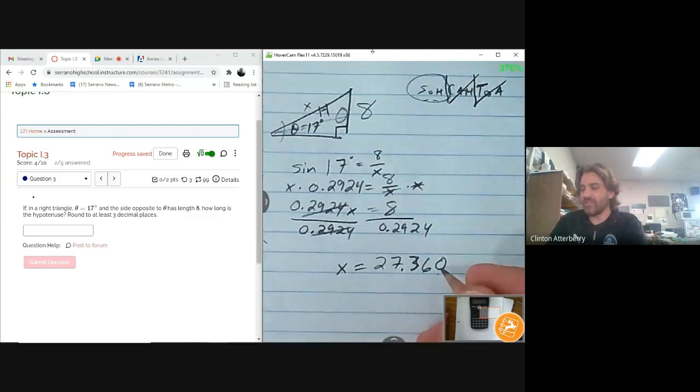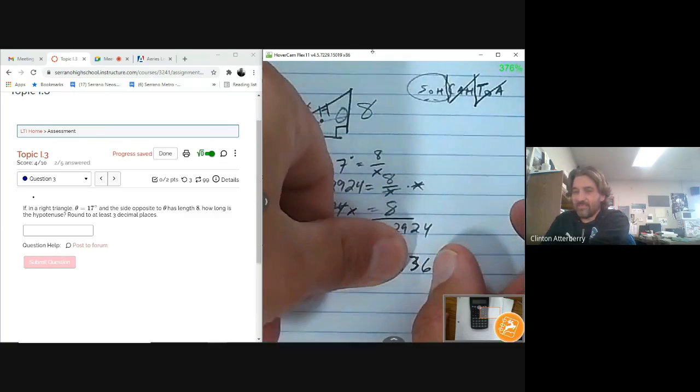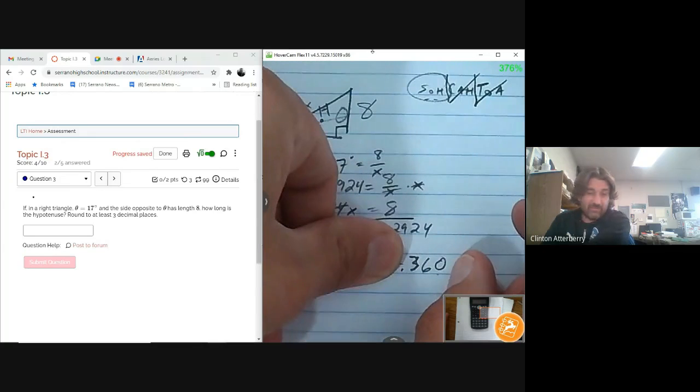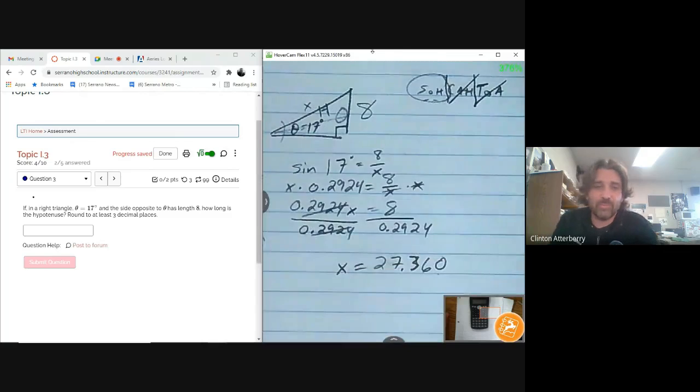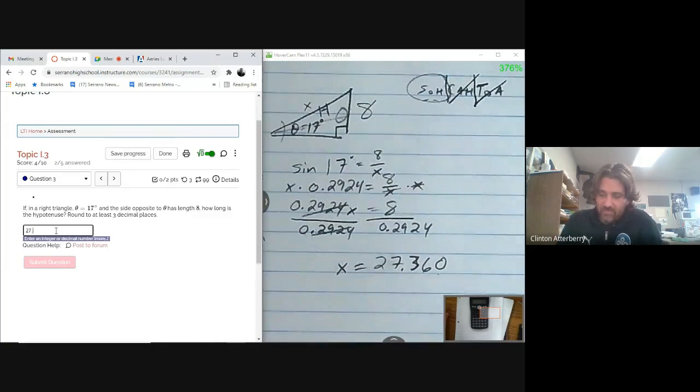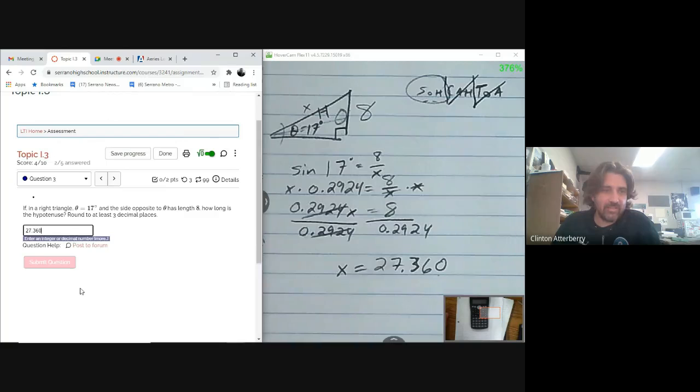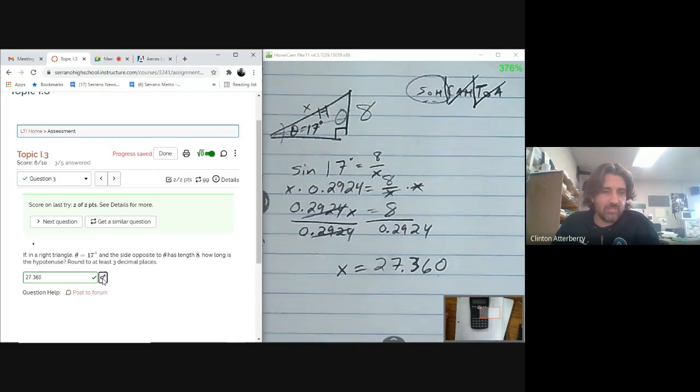Okay, the 0 does not change the number. 0.36 and 0.360 are actually the same decimal, but we write the 0 to show that it was rounded to 3 decimal places. Okay. So let's see what we get when we type this in. Did we mess up our rounding anywhere? And this says we're good.